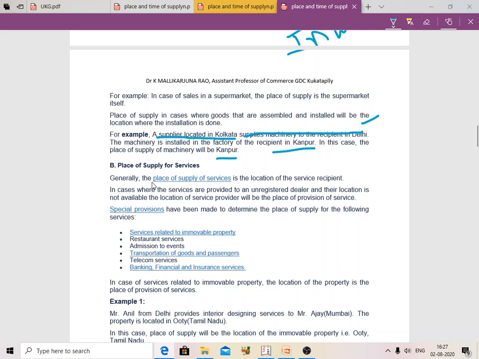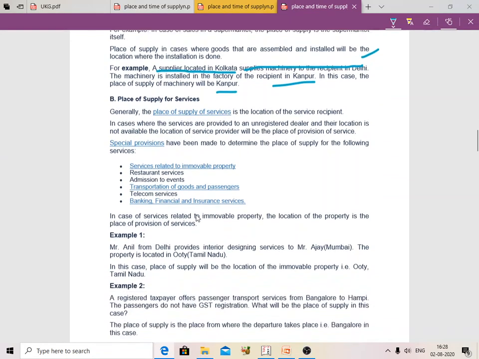In this case, where the services are provided to an unregistered dealer, and their location is not available to the location of the service provider, it will be the place of provision of services. So in this case, we will take one more example.